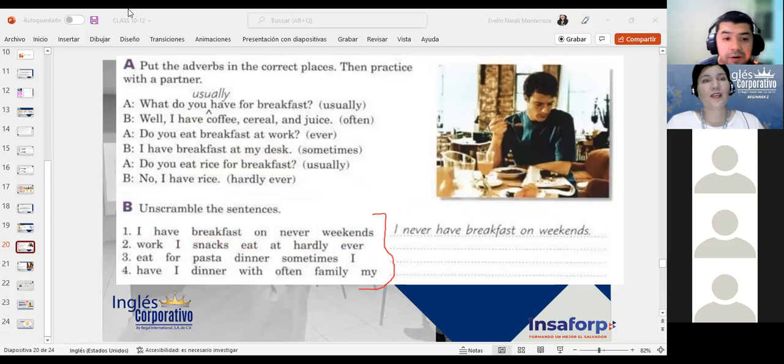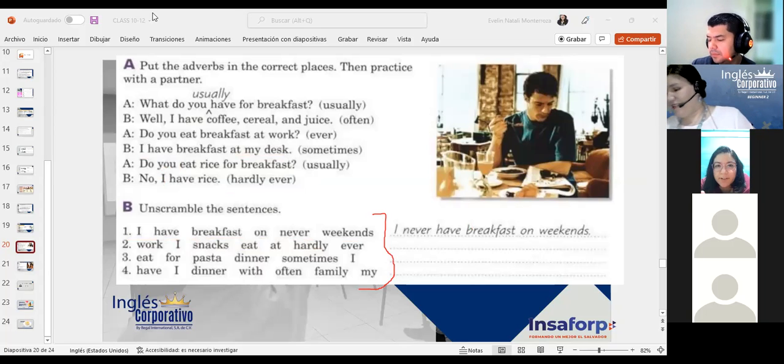I always walk with my dog in the morning. Very nice. Another example. I usually drive my car to work. Very nice example.